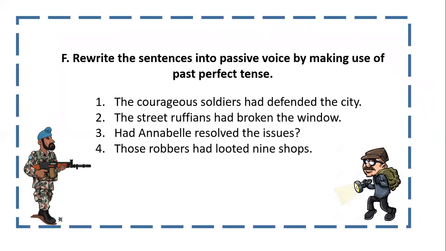So first one, the courageous soldiers had defended the city. The city was defended by the courageous soldiers. The street ruffians had broken the window. The windows were broken by the street ruffians. Had Annabella resolved the issue? Was the issue resolved by Annabella? Those robbers had looted 9 shops. 9 shops were looted by those robbers.